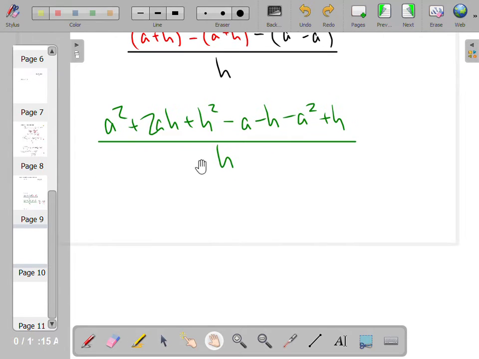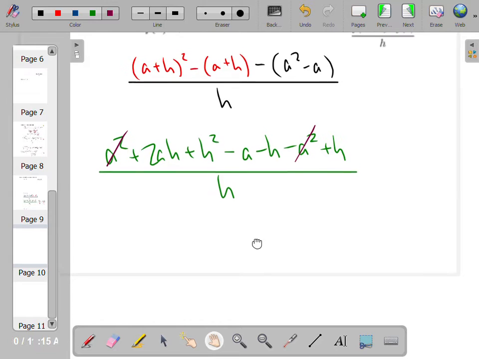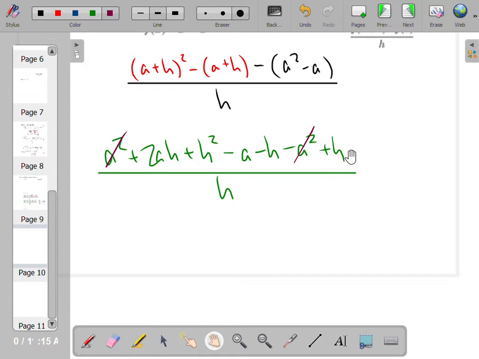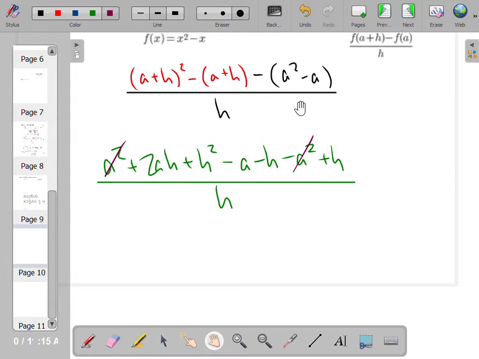Now I'm going to look to see if anything canceled out. Hopefully something did. The a squareds cancel out. And wait, why is that an h? Where did that come from? Minus a minus. That should be a plus a. I might have been saying h. That should be a plus a. There we go. Okay, so minus a negative a is plus a. Those cancel out too. Good. So what's left? 2ah plus h squared minus h all over h.